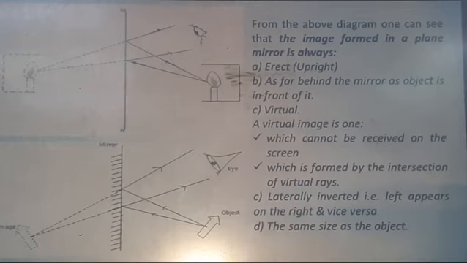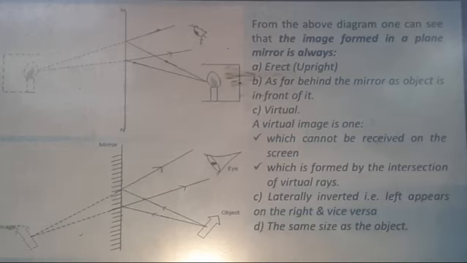What are some of the characteristics of the image formed by a plane mirror? One of the characteristics is that the image is erect. In simple terms, the image is upright. The second characteristic is that the image is formed as far behind the mirror as the object is in front of the mirror.